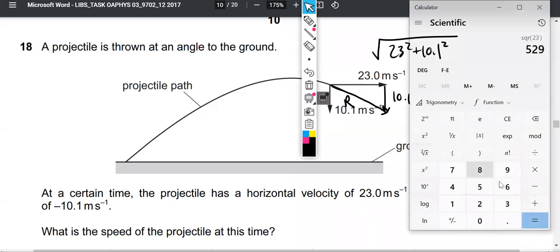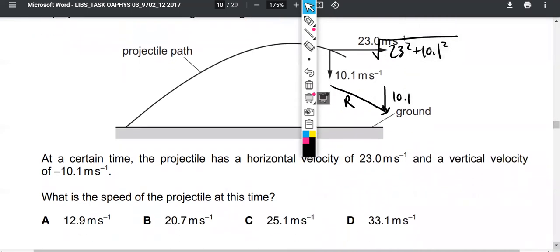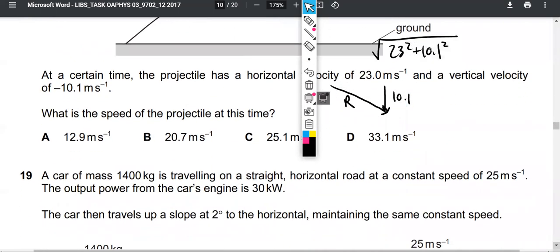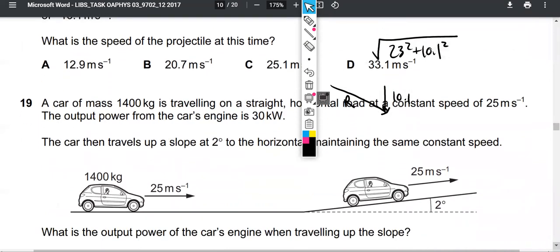23 squared plus 10.1 squared is that number. When you take the square root of it, you get 25.1. So choice C is correct. Now the next one seems a little bit tougher.